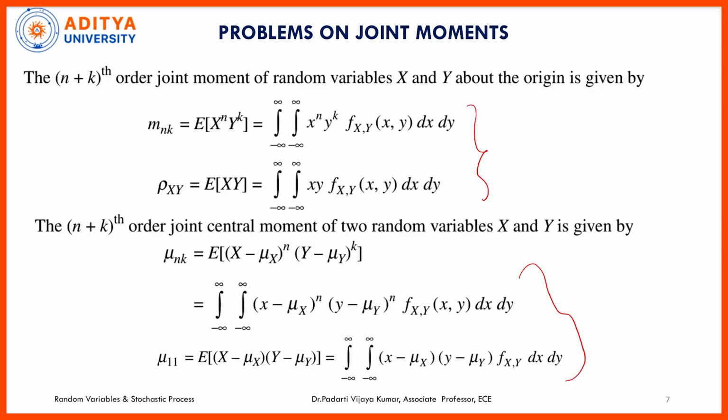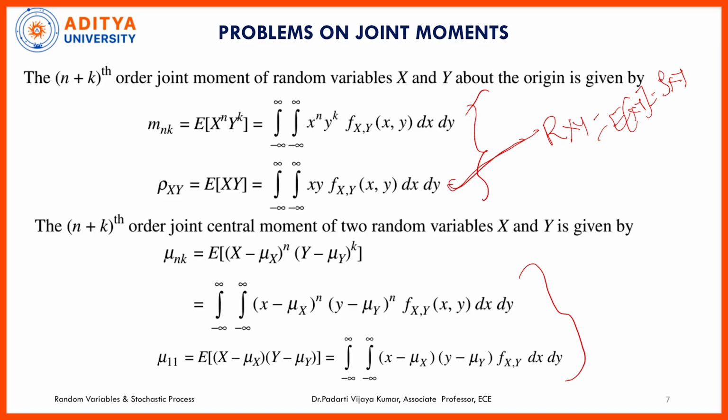The central moment is denoted with mu and k, and this is for the continuous version. Similarly, for a discrete version it will be a summation. In the joint moment about the origin, the important parameter we are focused on is the correlation. Correlation Rxy is equal to expectation of xy, which is rho xy. It gives you a measure of similarity between two random variables.